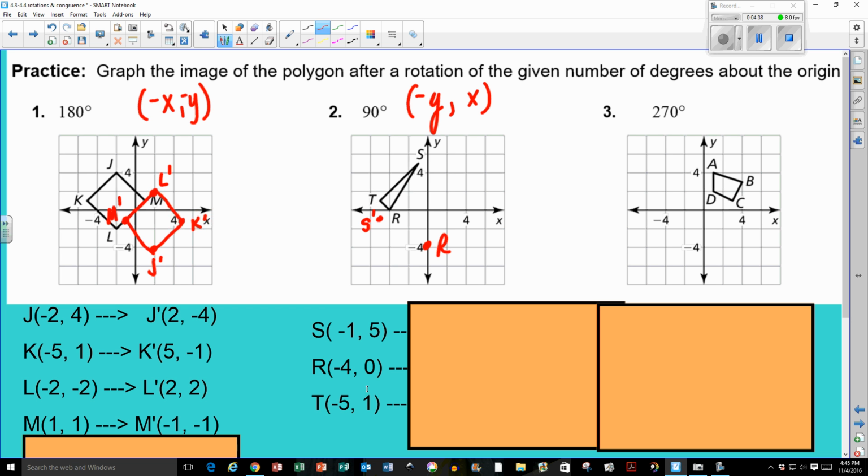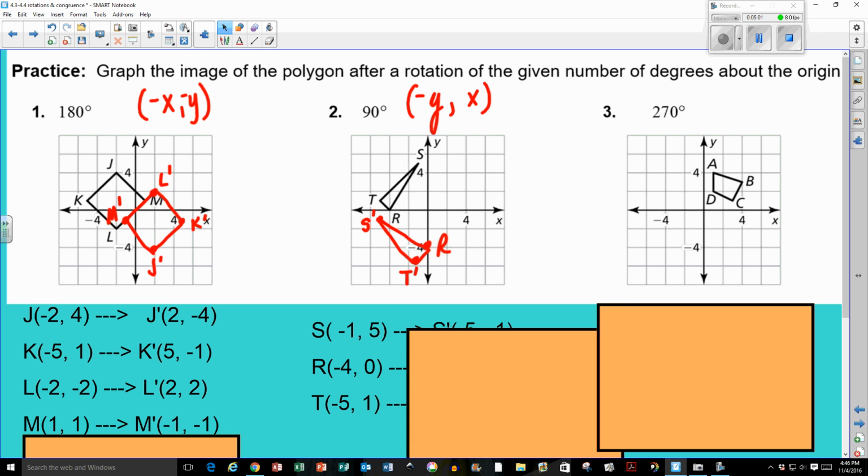And then this one, they switch places, so that would become -1, -5. That would be T prime. And then we would connect them. And that would be your rotation for 90 degrees.